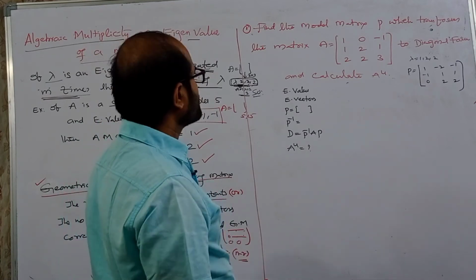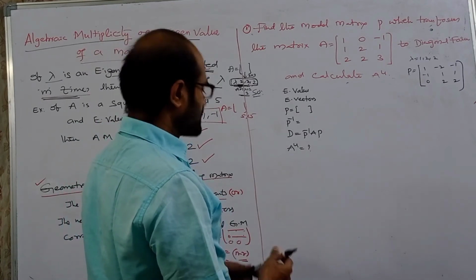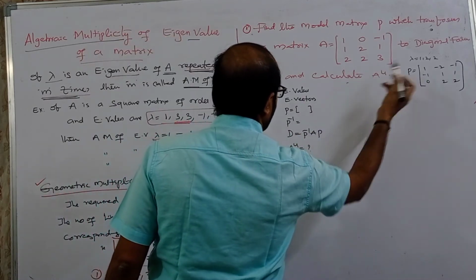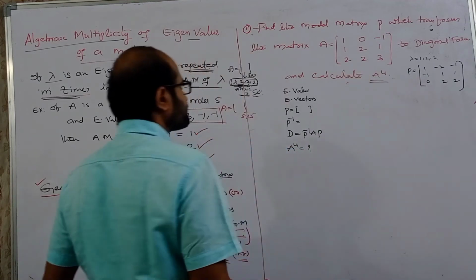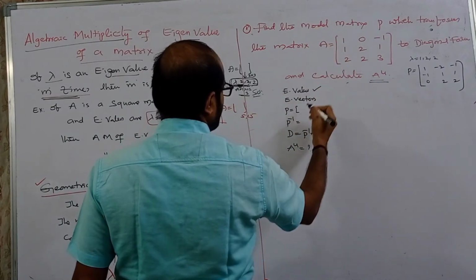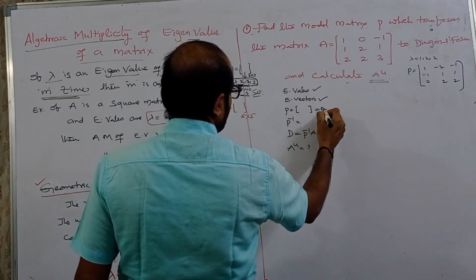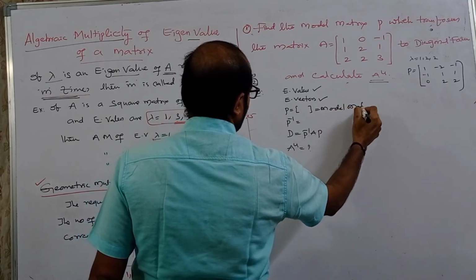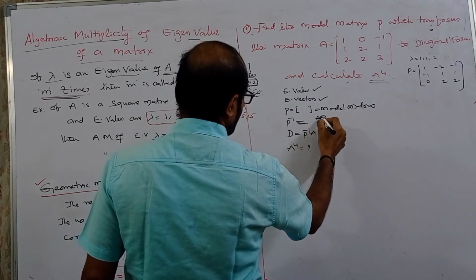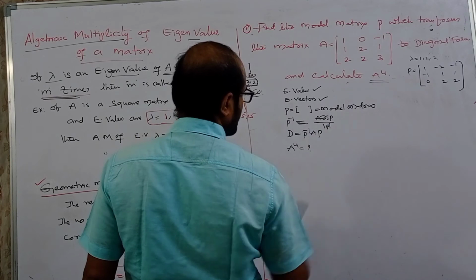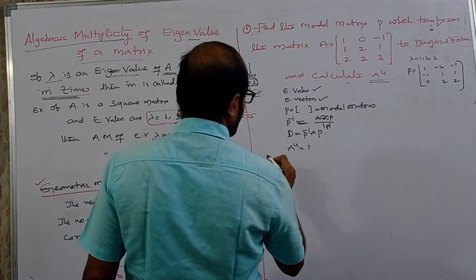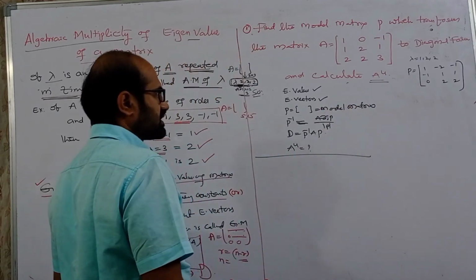Find the modal matrix P which transforms the matrix A equal to [1 0 -1; 1 2 1; 2 2 3] to diagonal form, and calculate A power 4. See, in this A is given. First of all, you should find the eigenvalues of the matrix, then eigenvectors, then the modal matrix P, then the inverse of the matrix P. P inverse, you know the formula, is adjoint P by determinant of P. Then find D equal to P inverse A P, the diagonal matrix. Then we can find A power 4.